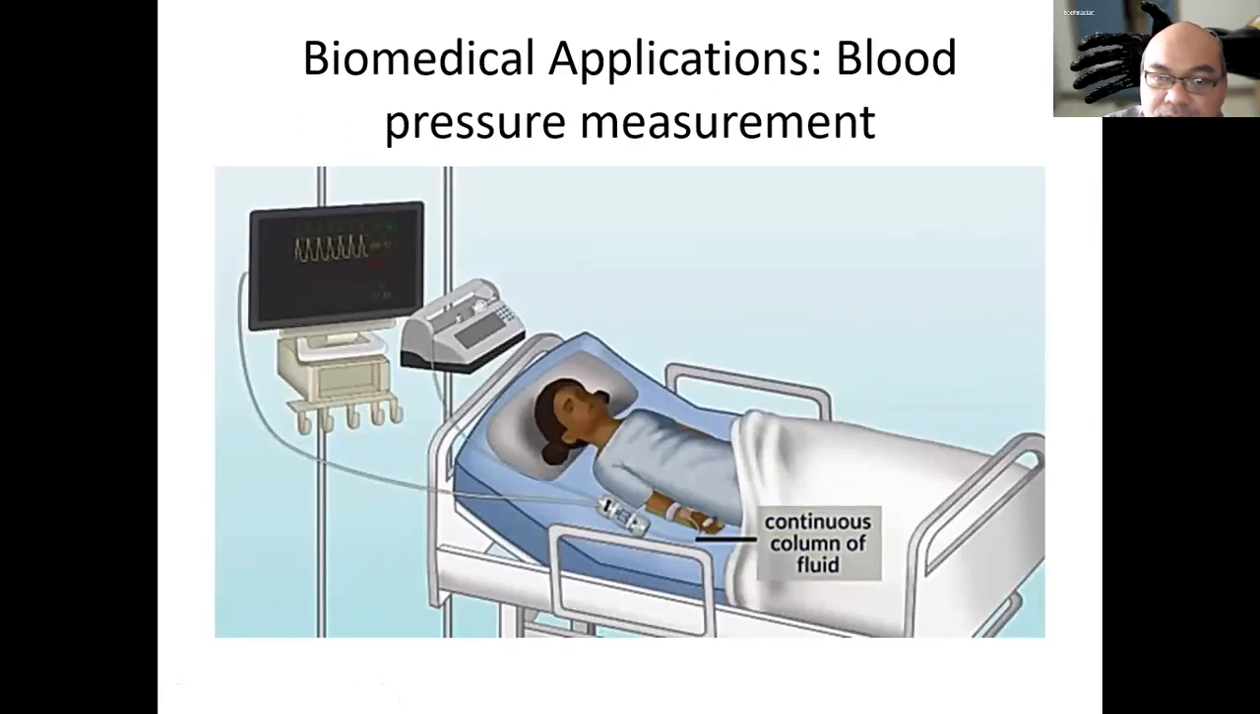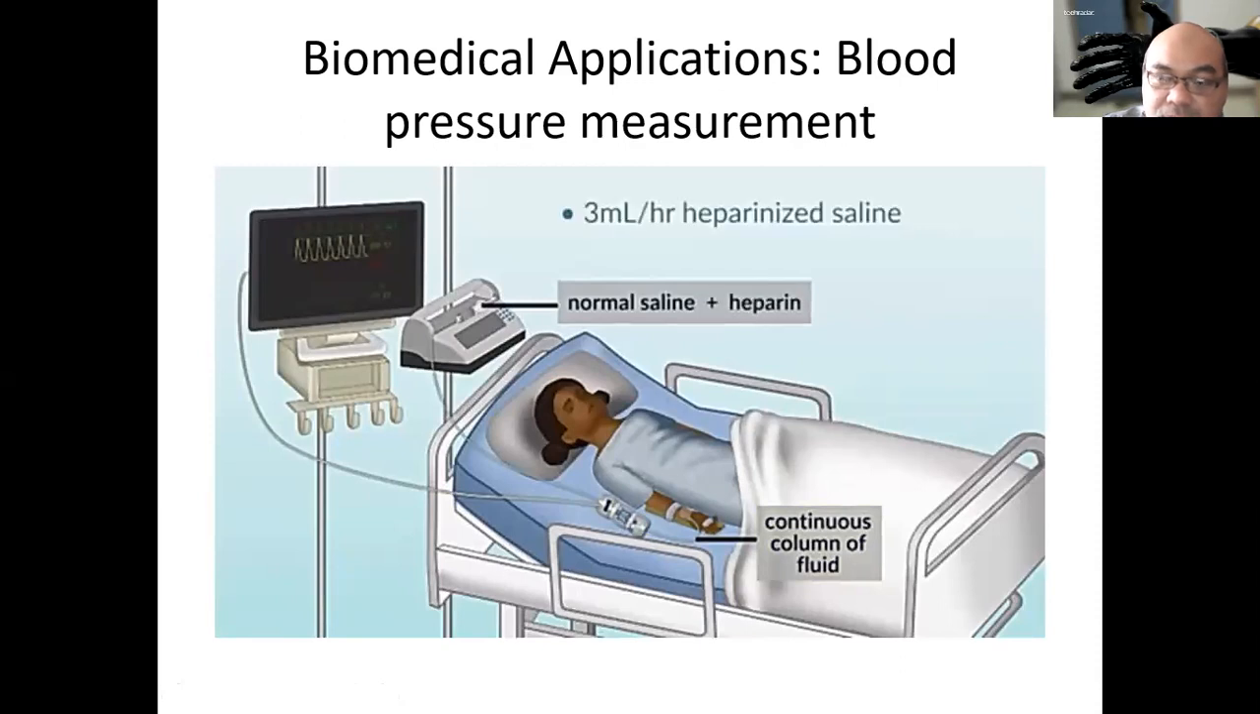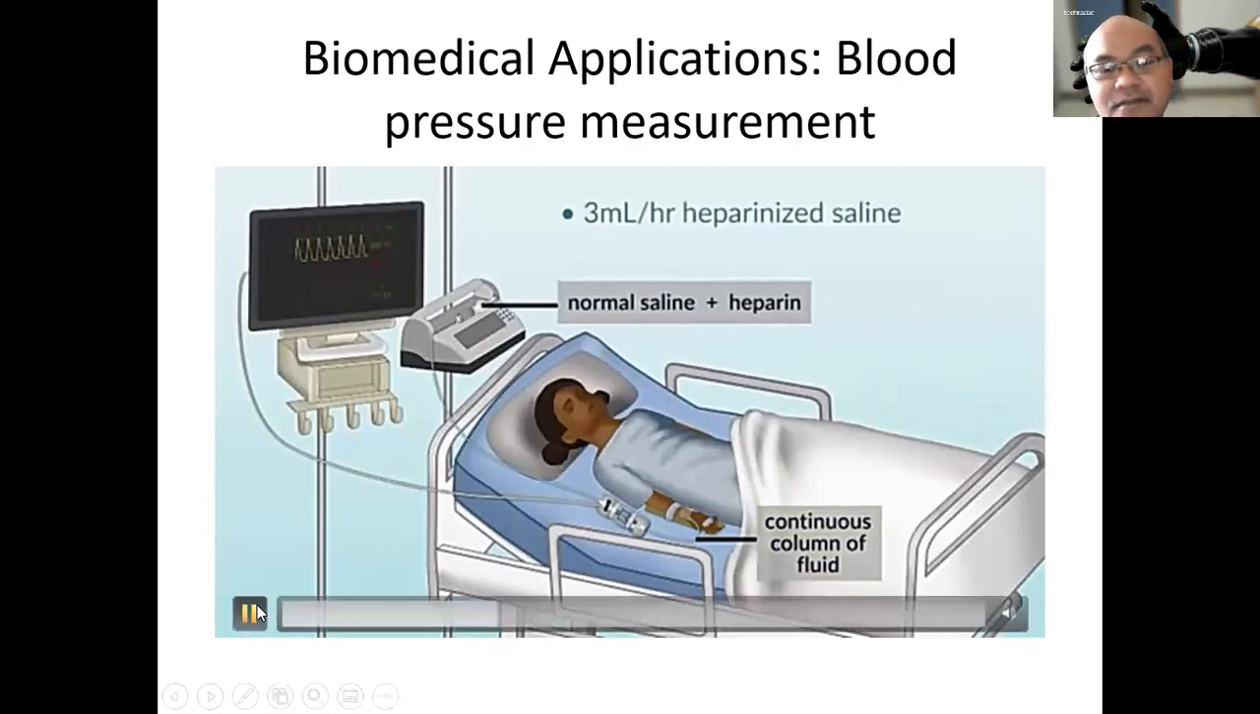So we have this continuous volume of fluid, and we have the transducer generally hooked to a flush system. In this case, this is normal saline with a little bit of heparin added, running at about 3 mLs an hour, which is pretty typical. And that may vary from institution to institution.